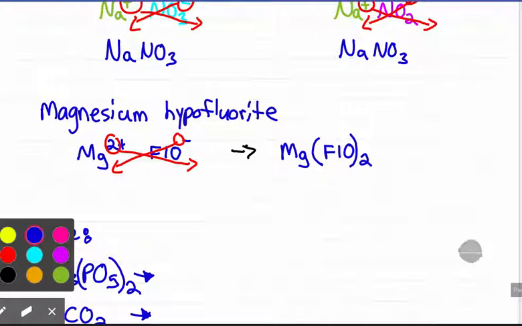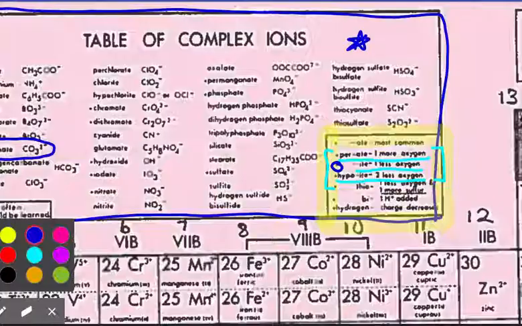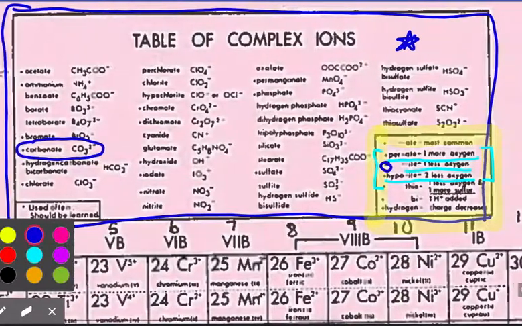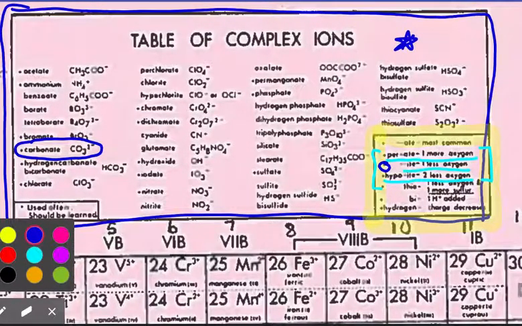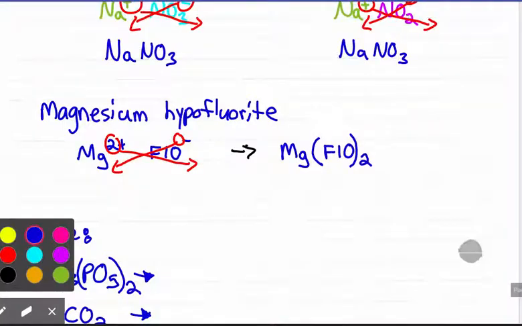Now you're going to notice that if you went to try to find fluorite or fluorate in your table of complex ions, it's not there. It's one of the very few that is not in this table, but I'm going to show you a little trick.